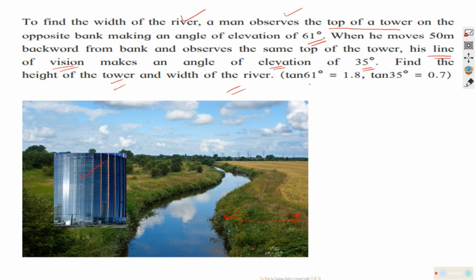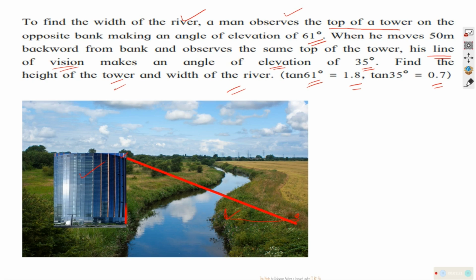Tan 61, I told you, when it is other than 30, 60, 45, 0 and 90, you will be getting the measurement directly. Tan 61 is 1.8. Tan 35 degree is equal to 0.7. It is given. Now, my dear student, the situation is that a man stands first here somewhere and observes the top and he gets an angle, then observes somewhere behind and he got another angle of elevation.